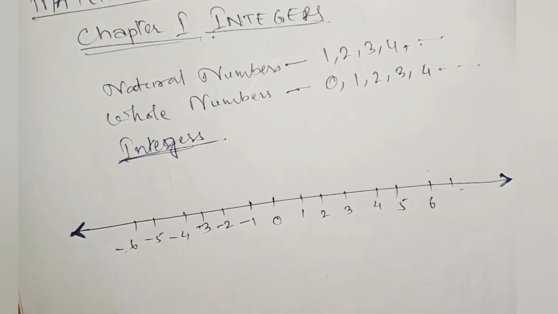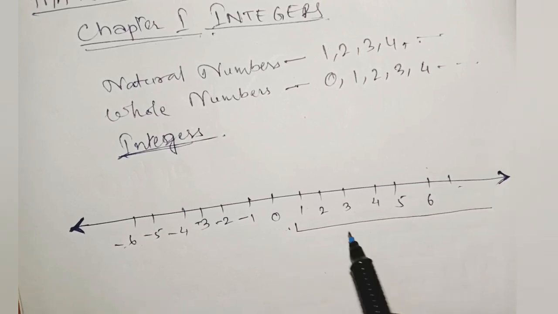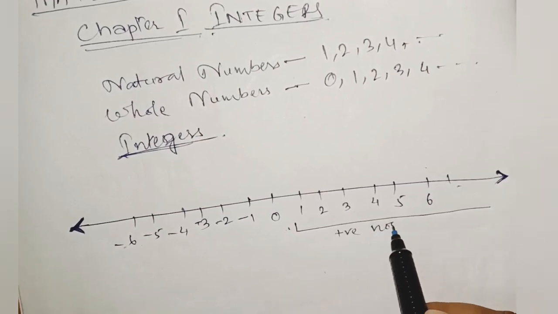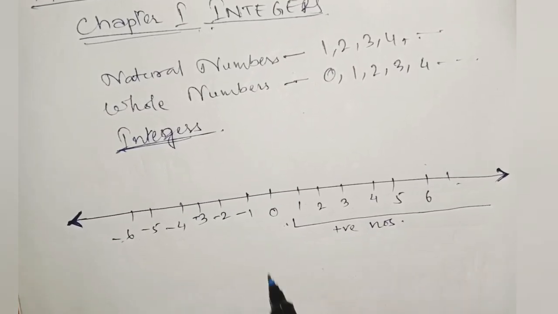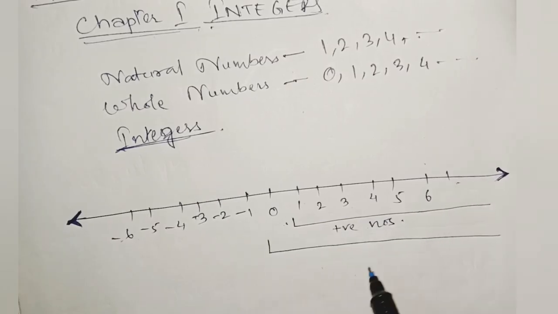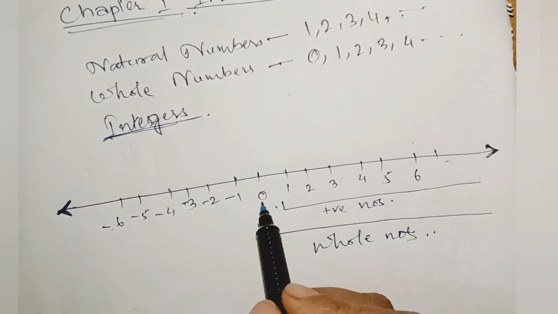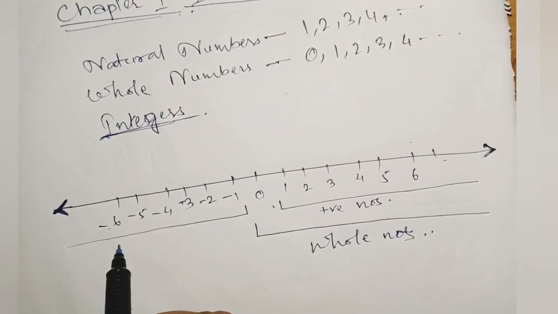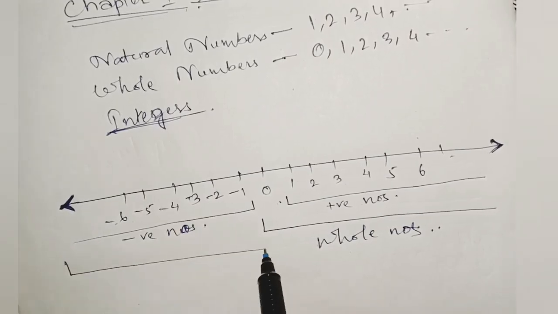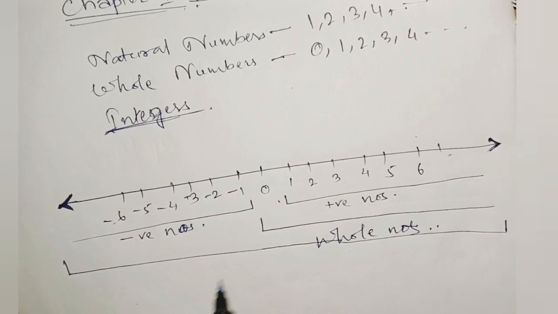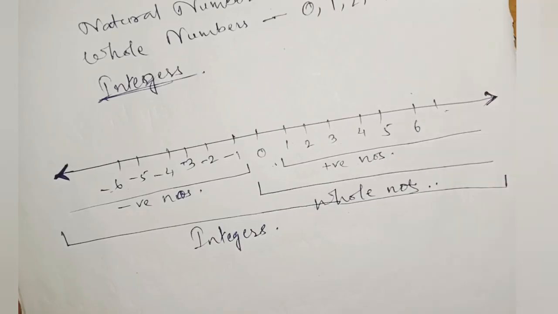Now you see, on the right side of 0 we have these positive numbers, 1 2 3 4. These positive numbers we also know as natural numbers. When we include 0 along with these natural numbers, then this is known as whole numbers. On the left side of 0 we have these negative numbers. When we include the negative numbers, 0, and the positive numbers, then they are known as integers. Got it?